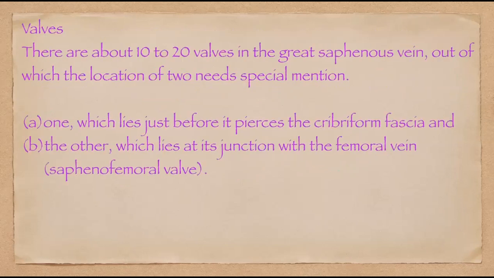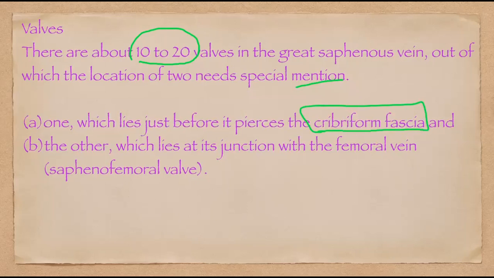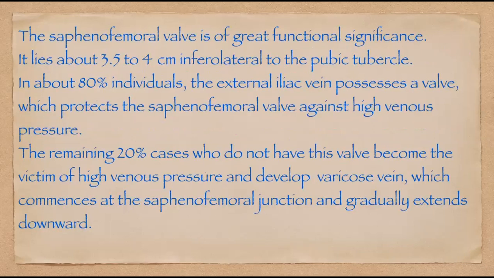Coming to the valves, there are approximately 10 to 20 valves in the great saphenous vein, out of which location of 2 needs special mention. Okay, one which lies just before it pierces the cribriform fascia, right, and another which lies at the junction of the femoral vein. Okay, saphenofemoral junction, that is called a saphenofemoral valve. Okay, so the saphenofemoral valve is of great functional significance. It lies 3.5 to 4 centimeters infralateral to the pubic tubercle.